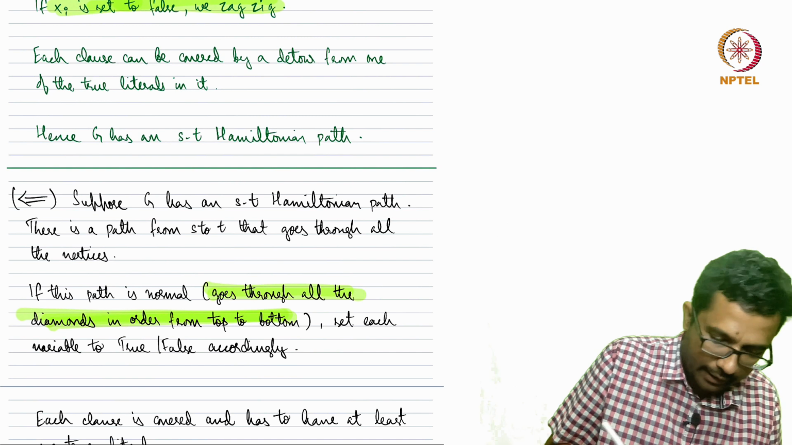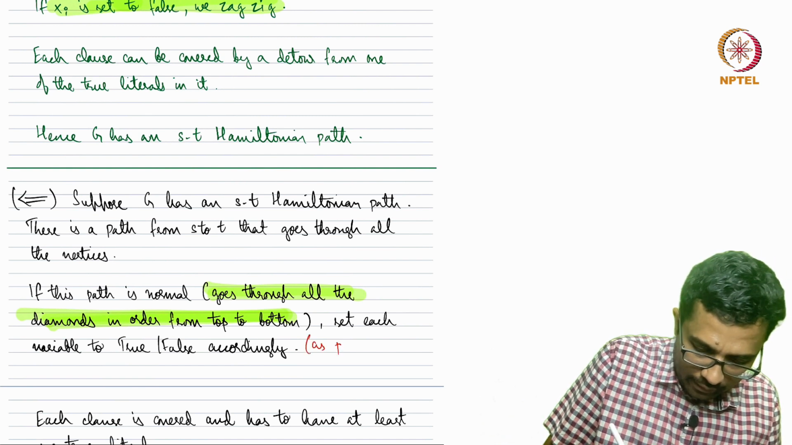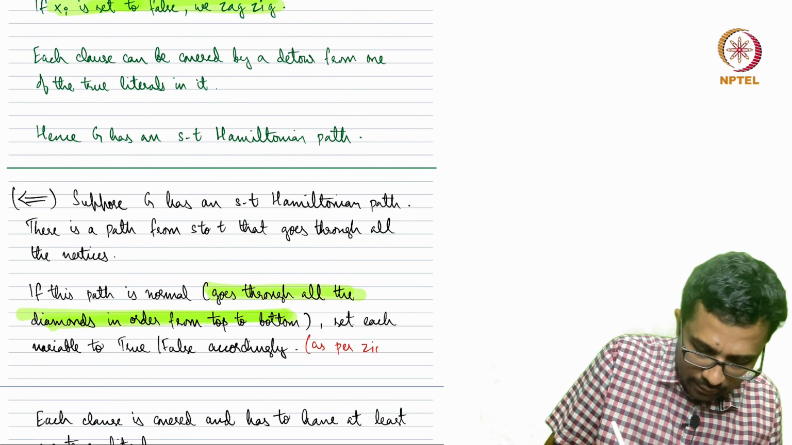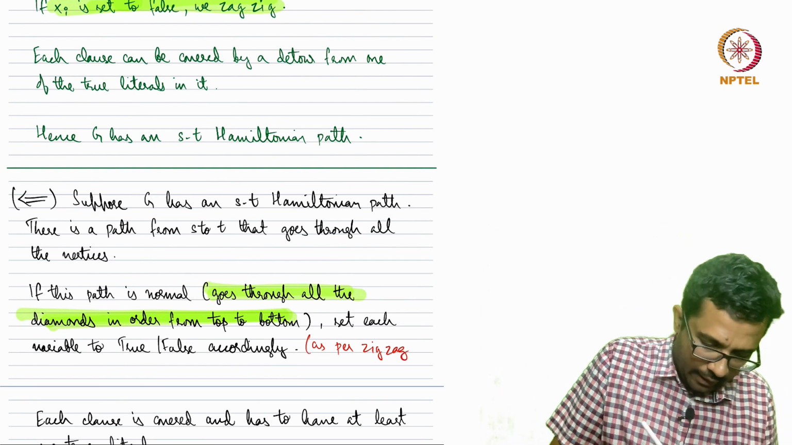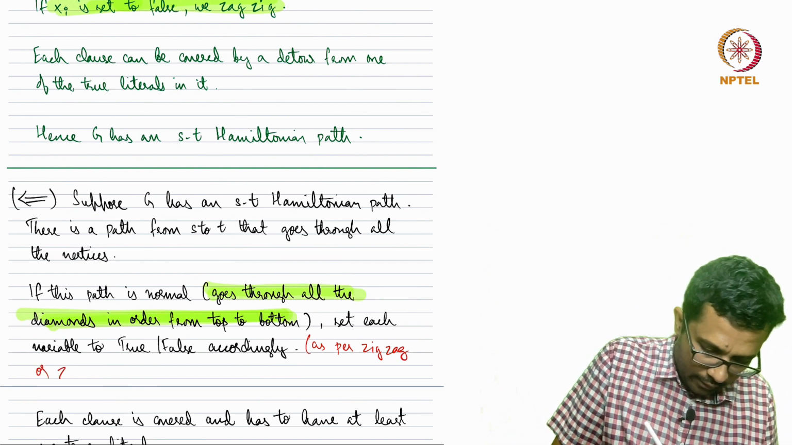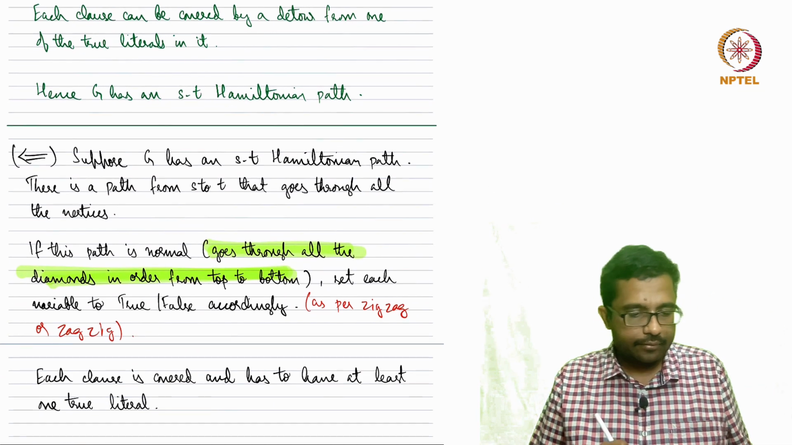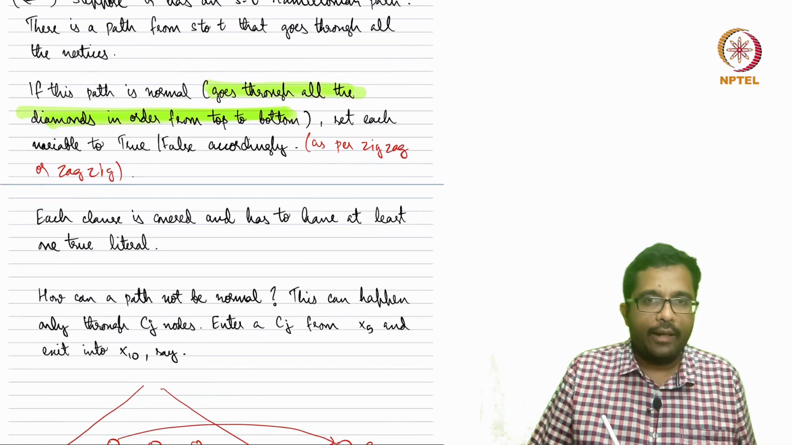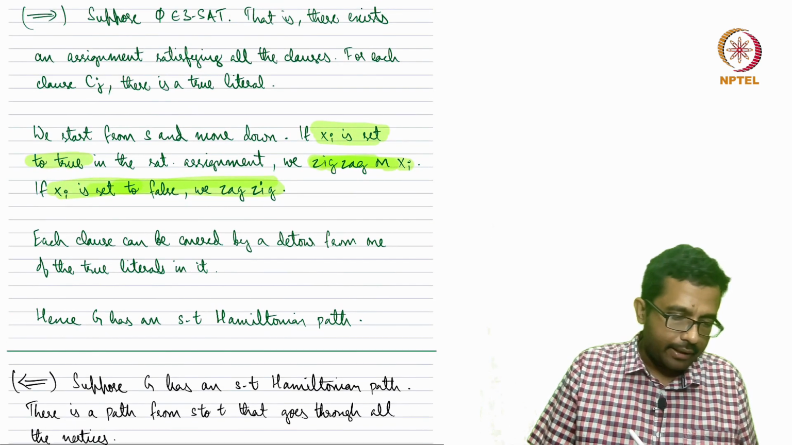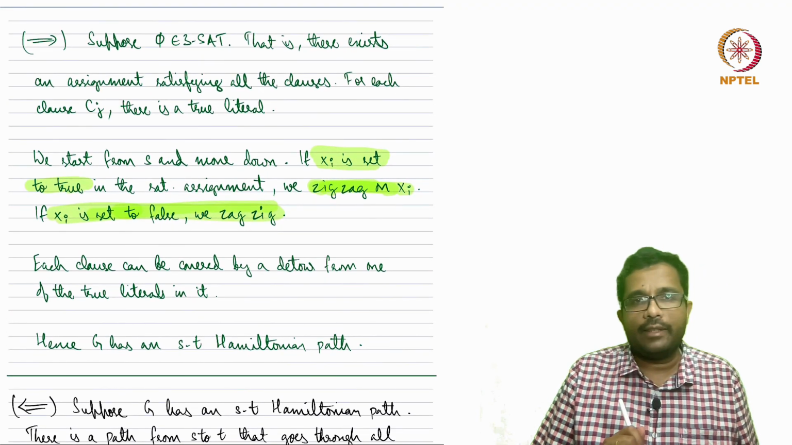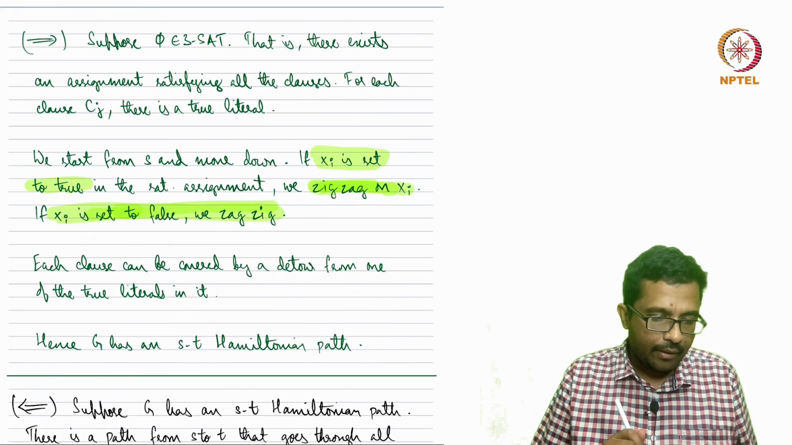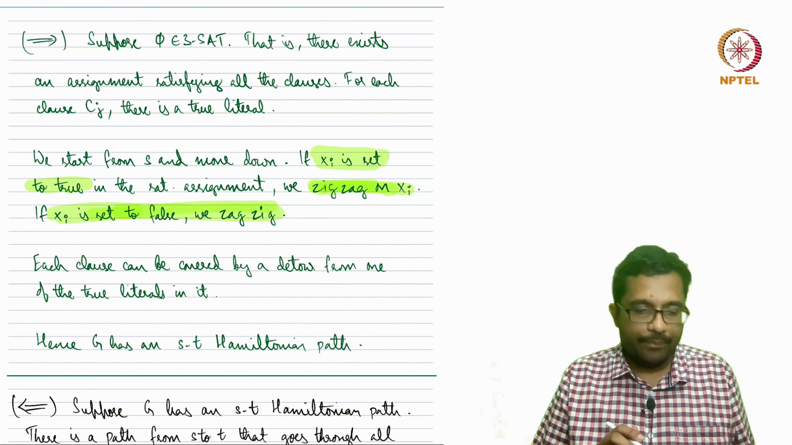So maybe I'll just write that: as per zigzag or reverse zigzag. And by the explanation that we just gave here, this means that all the clauses are satisfied.